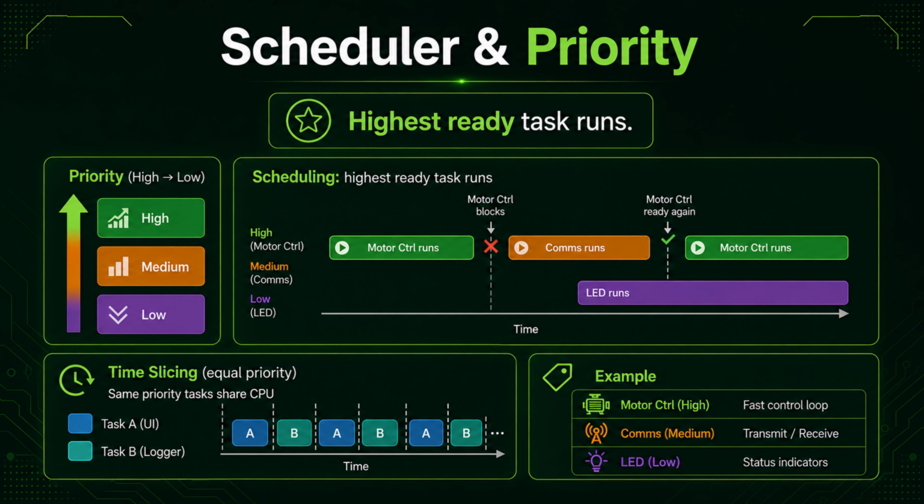When the motor control task blocks while waiting for its next control period, the scheduler allows the communication task to run. When the high priority task becomes ready again, it can preempt the lower priority task. Tasks with the same priority can share CPU time through time slicing, when preemption and time slicing are enabled. Priorities should represent timing importance, not task size or complexity.